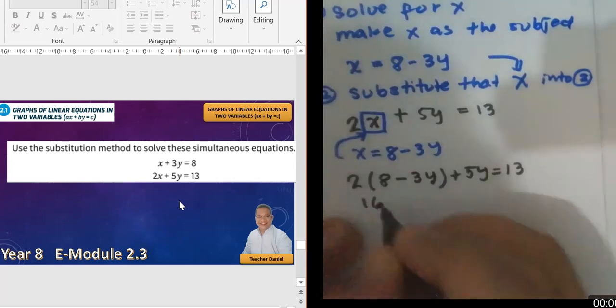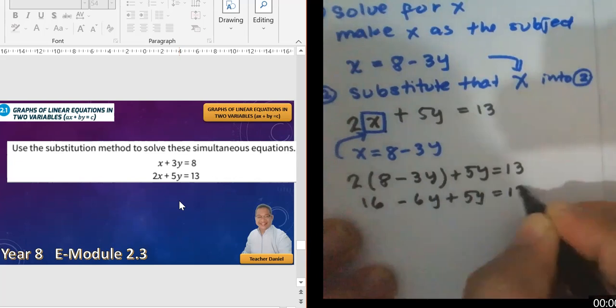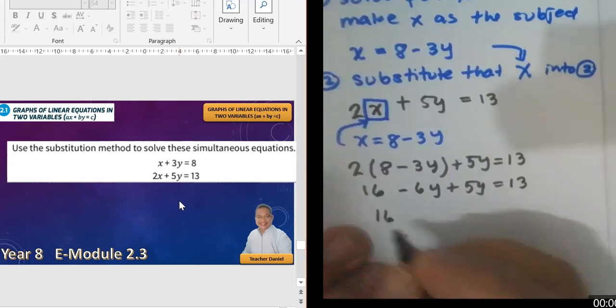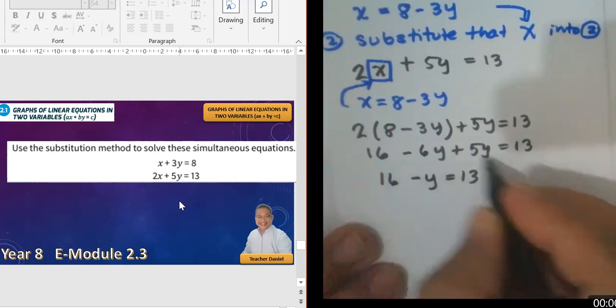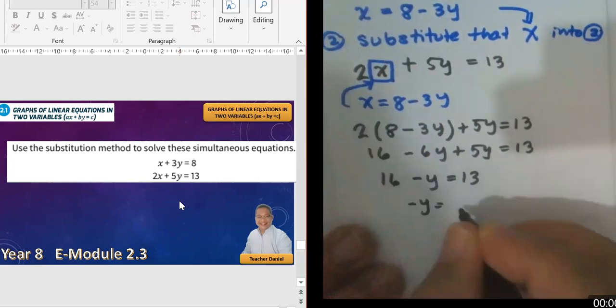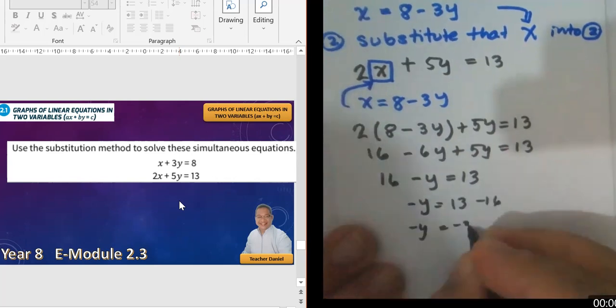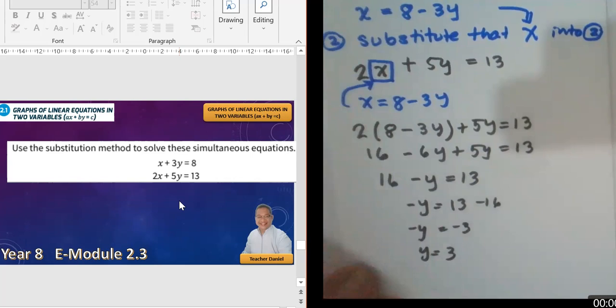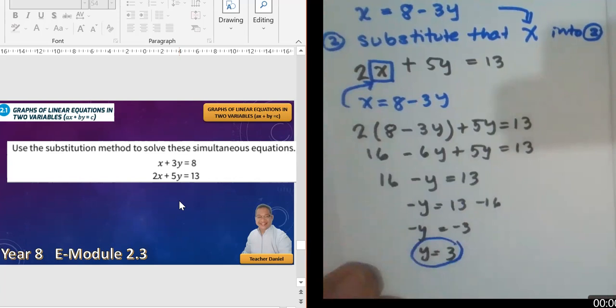You have 16 minus 6y plus 5y equals 13. Then 16 minus 6y plus 5y is 16 minus y, equals 13. Or you could put the 16 to the other side. Negative y is equal to 13 minus 16, so negative y is equal to negative 3. So y equals 3. As you can see, y equals 3 is the solution, not one of the solutions, it's the solution for y.